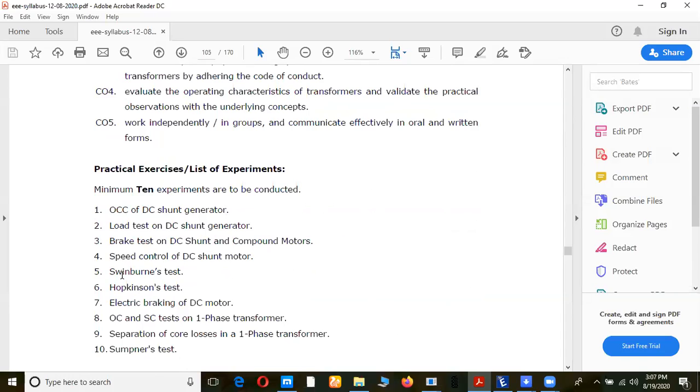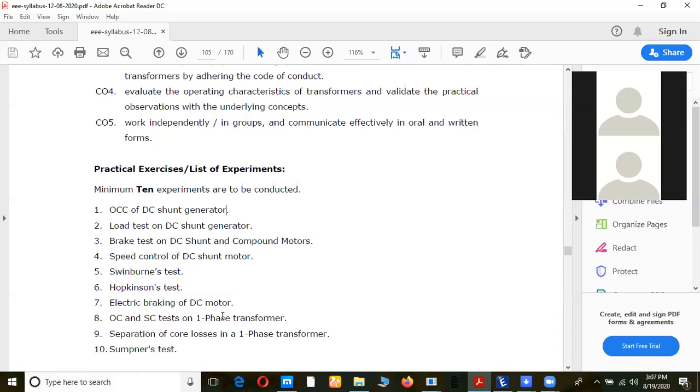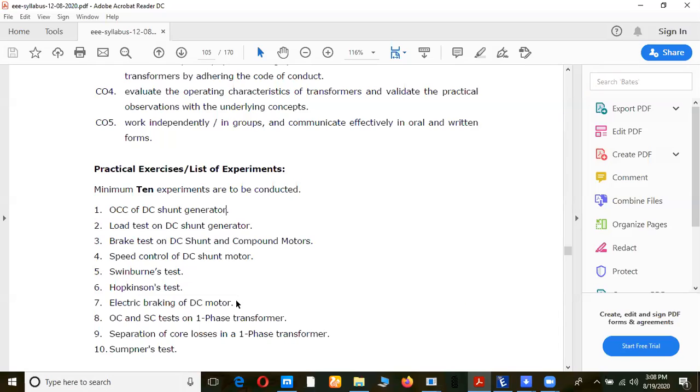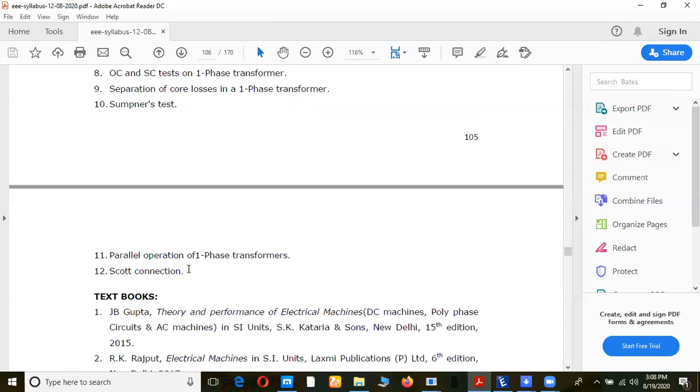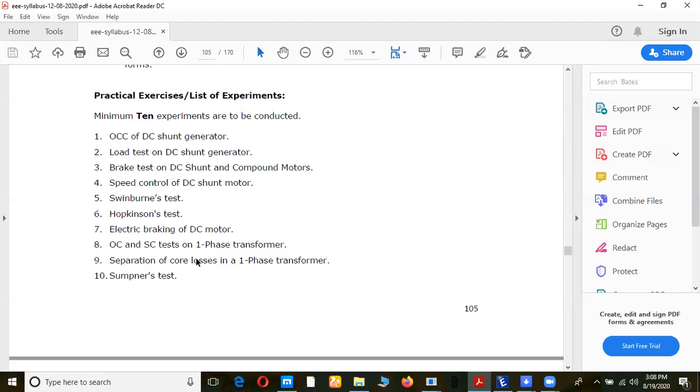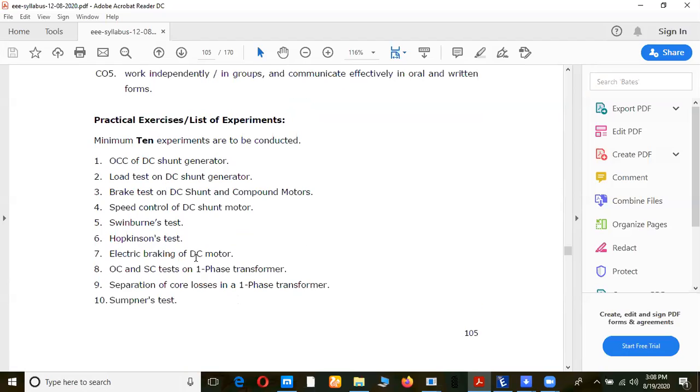And the fifth one, Swinburne's test, Hopkinson's test, electrical braking, and then OC and SC tests for a transformer and separation of losses for a single phase transformer, Sumpner's test. And then parallel operation of single phase transformers, followed by the Scott connection. Of all these 12 experiments, we are going to do only 10 experiments. Whichever are easier, we will prefer those. Now we will go to our session.